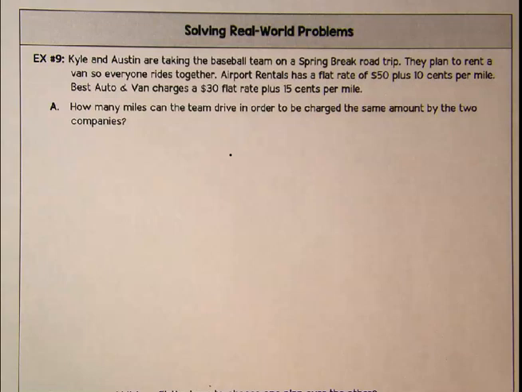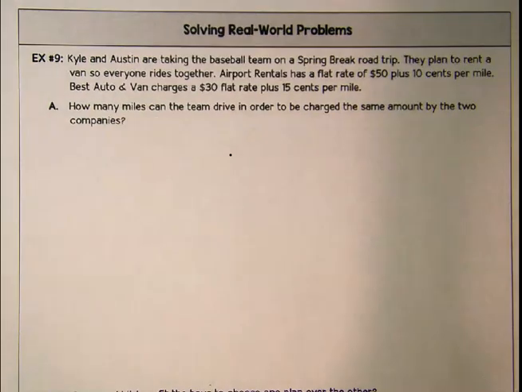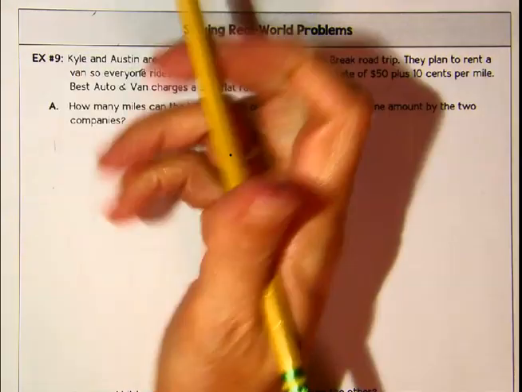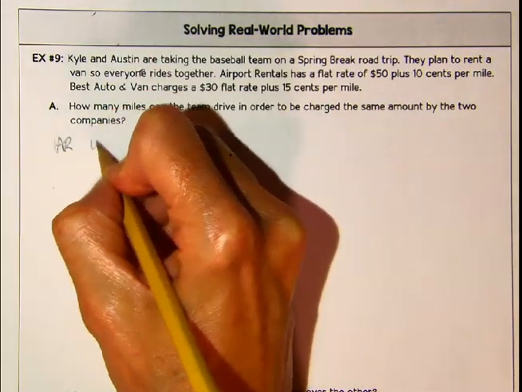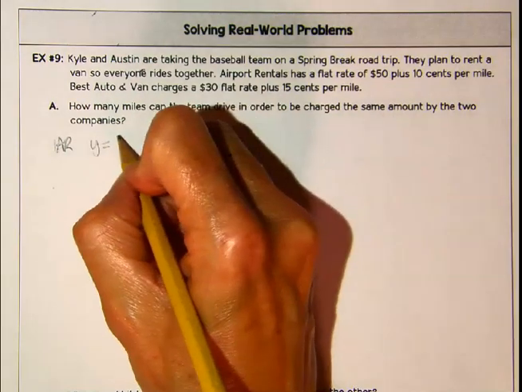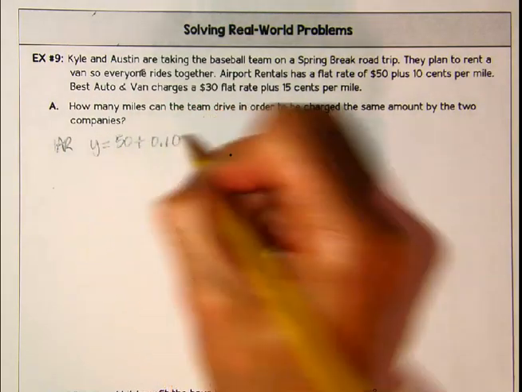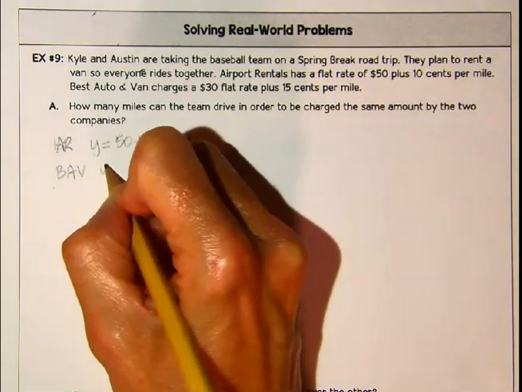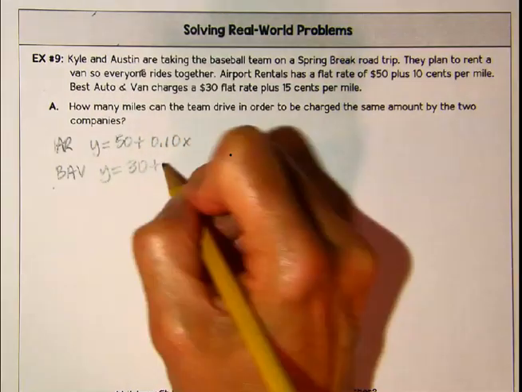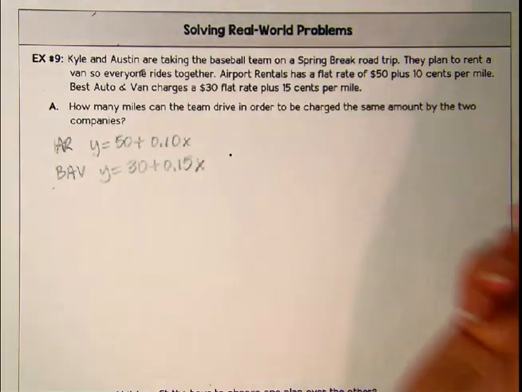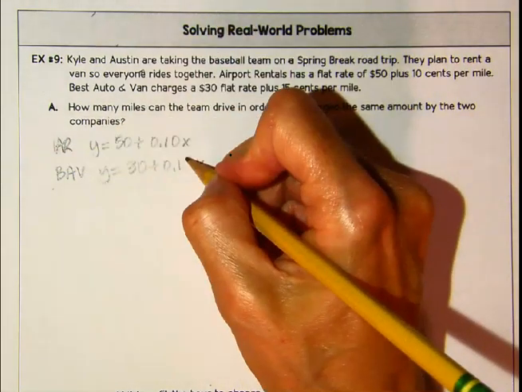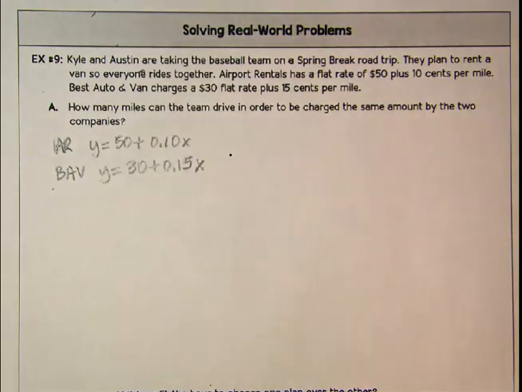Now, if you write this as two separate equations, which you can say, okay, what is it? Best Auto and Van, no, Airport Rentals. Let's do that one first. Airport Rentals, y would be equal to $50 plus 0.10 per mile. And then the other, Best Auto and Van, y would be equal to 30 plus 0.15 per mile. Now make sure that you're putting your decimal there to represent the 10 cents and the 15 cents, because if you don't do that, that's going to mess it up big time and all your numbers would be wrong.